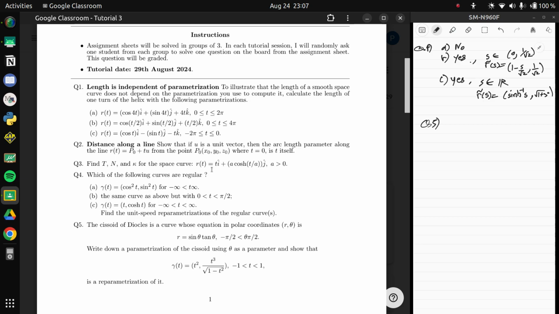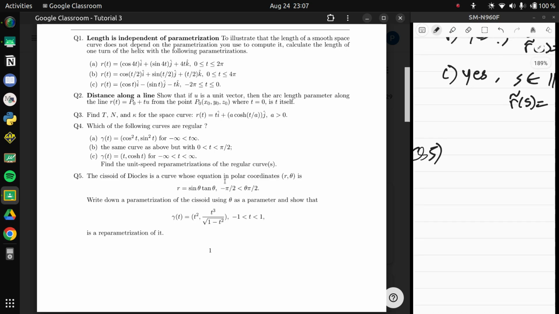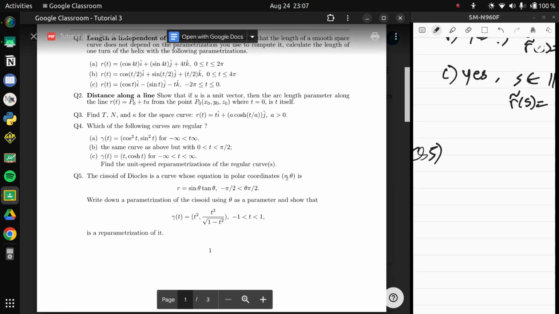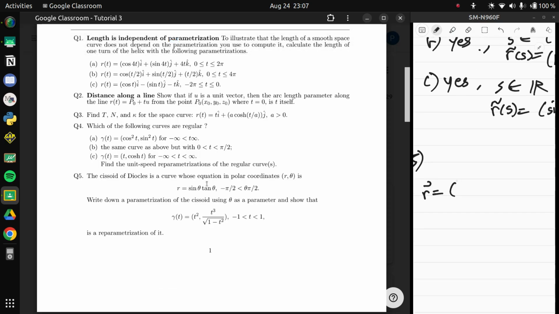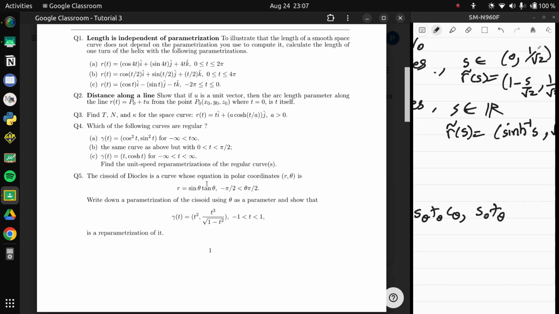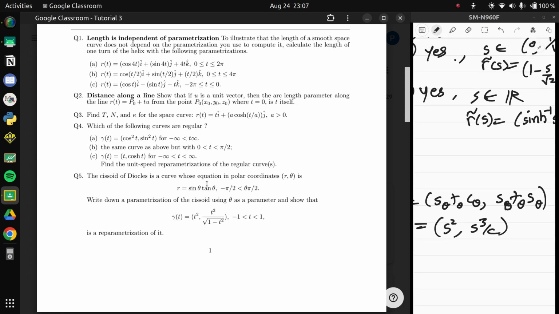Question 5 is where I'm going. What the hell is cissoid? Cissoid of Diocles is a curve whose equation is given by this thing. Write the parameterization of a cissoid and show that this is a reparameterization of it. Okay. So the parametric curve for this thing is very easy to write because you're already given r as a function of theta. So r vector is equal to sin theta tan theta cos theta, sin theta tan theta sin theta. So that is s squared and s cubed by c. That's amazing.